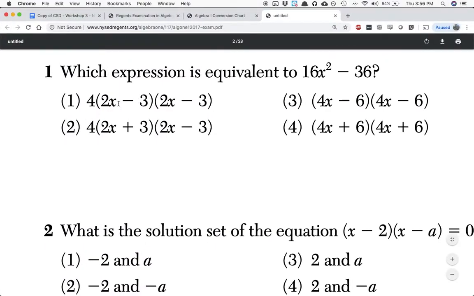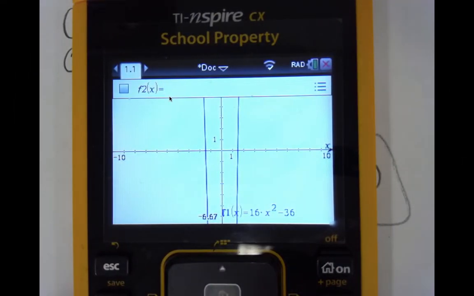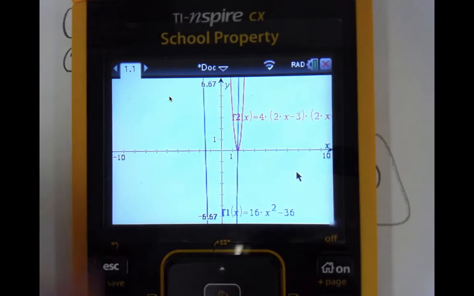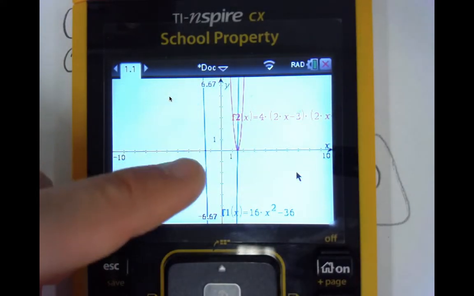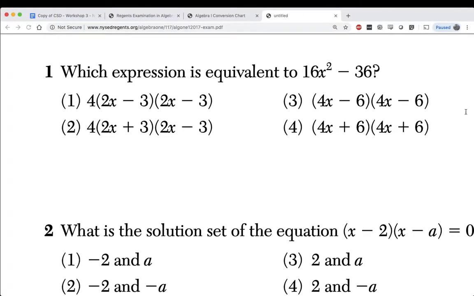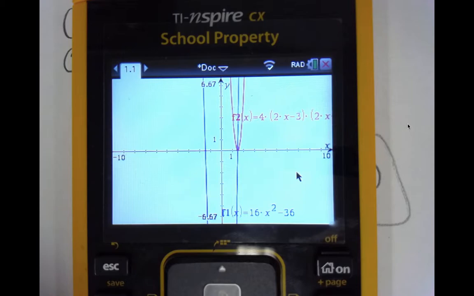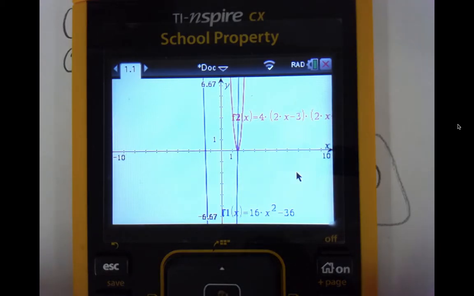So let's try answer choice 1, which we know is going to be wrong, but let's try it. 4, 2x minus 3, 2x minus 3. So I'll hit tab, and I'll try graphing 4, parentheses 2x minus 3, parentheses 2x minus 3. If I try graphing that, notice it made this red one. It's not equivalent. If it was equivalent, it would be right on top of the original graph that I made. But it's not. It made a separate red graph over here, right? I'm looking for something that's the same. So if it's equivalent, if it's the same, it should have graphed the exact same thing. So I guess it's not that.